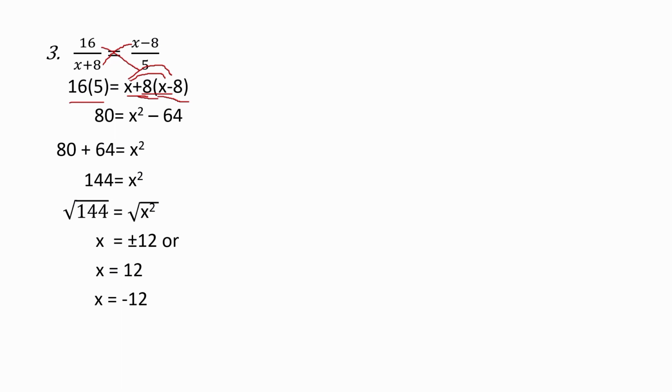Okay? Then combine all the constants. So we have here 80, then transpose 64 to the other side, so that will become plus 64 is equal to x squared.